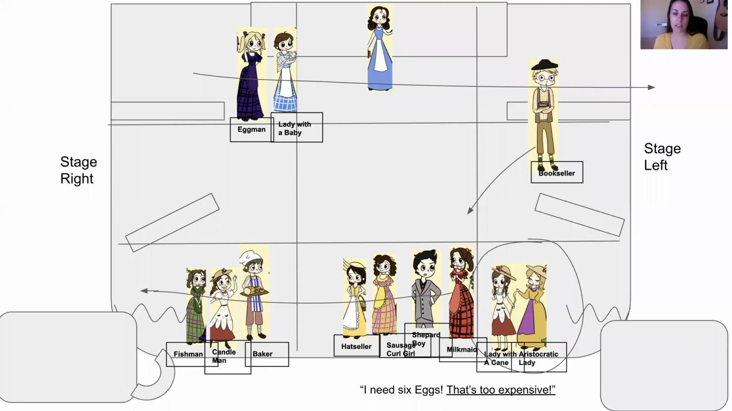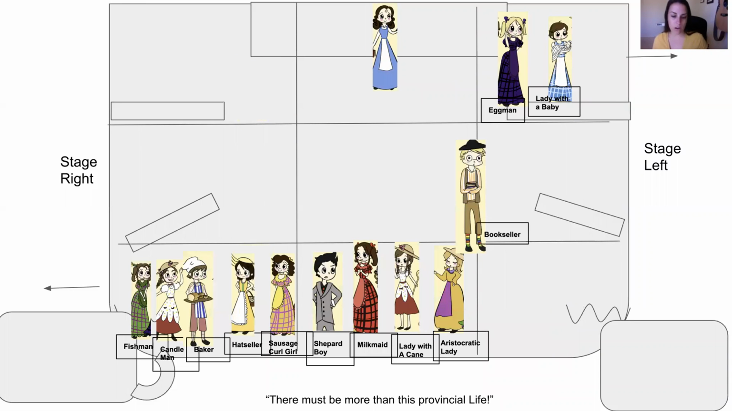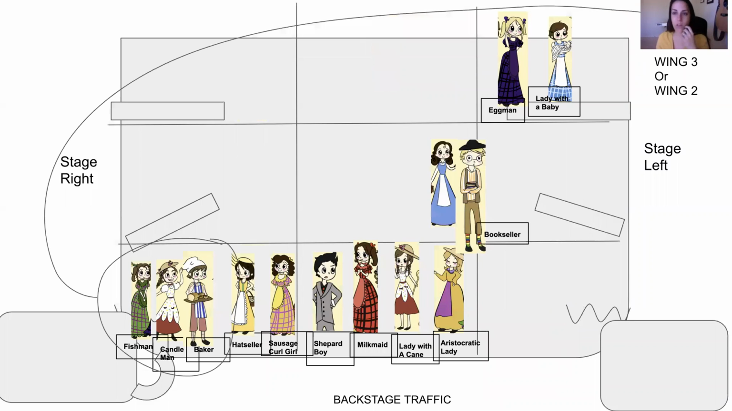Similarly, Eggman and Lady with a Baby, you are exiting wing 3, stage left, so behind that panel right there. And Bookseller, get ready to go to center and hang out at your bookshop. So therefore, we have all, there must be more. This is Belle's high solo. This is when we're all off stage or about to be off stage. We're following our lines. This is what's going to happen once we get off stage.